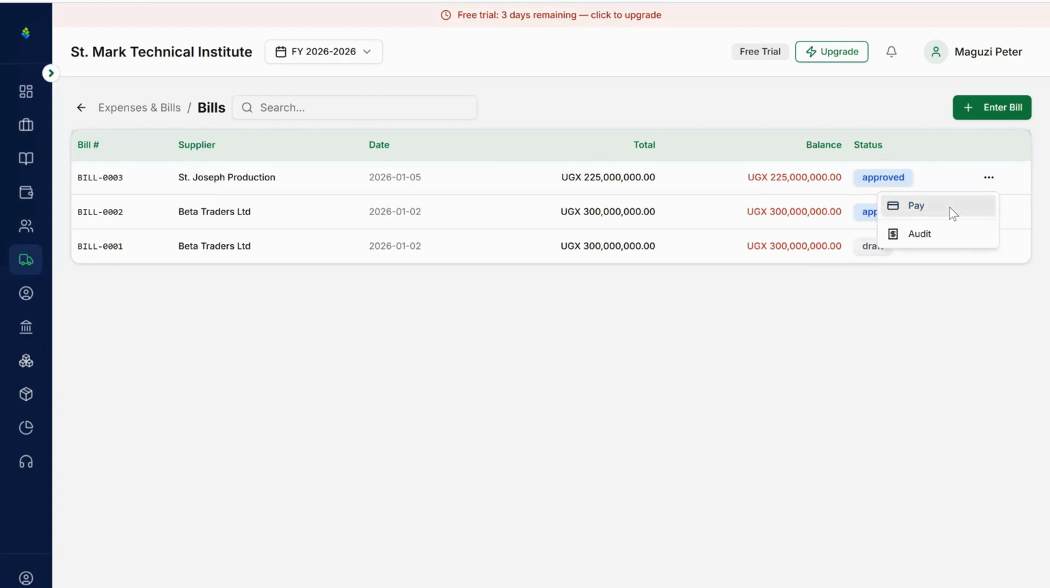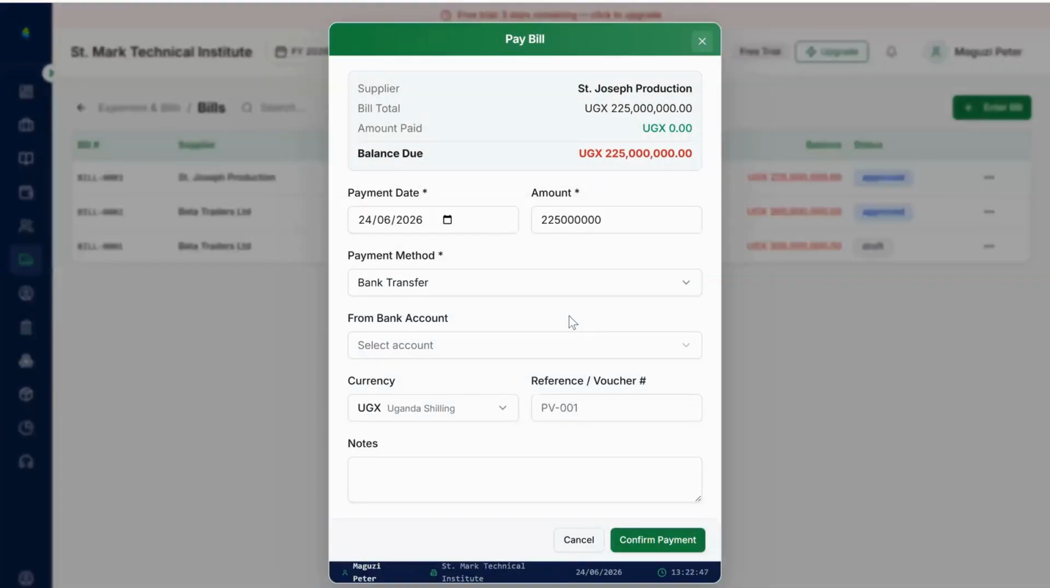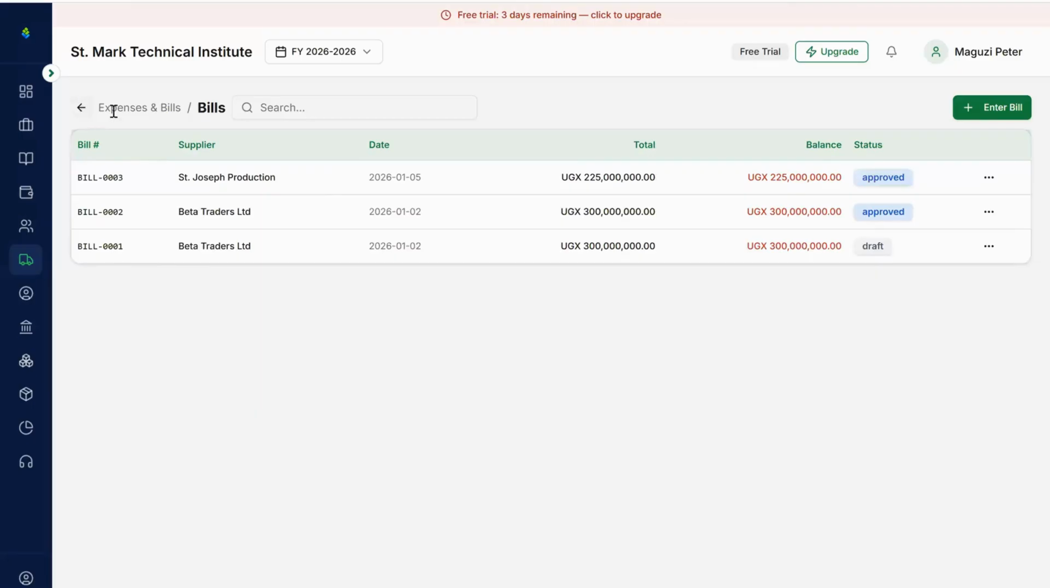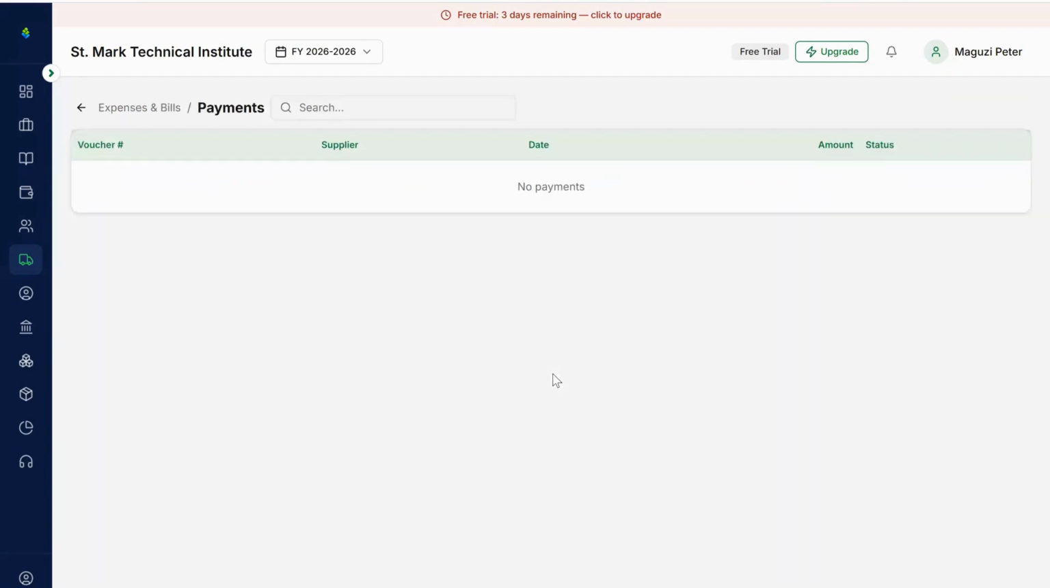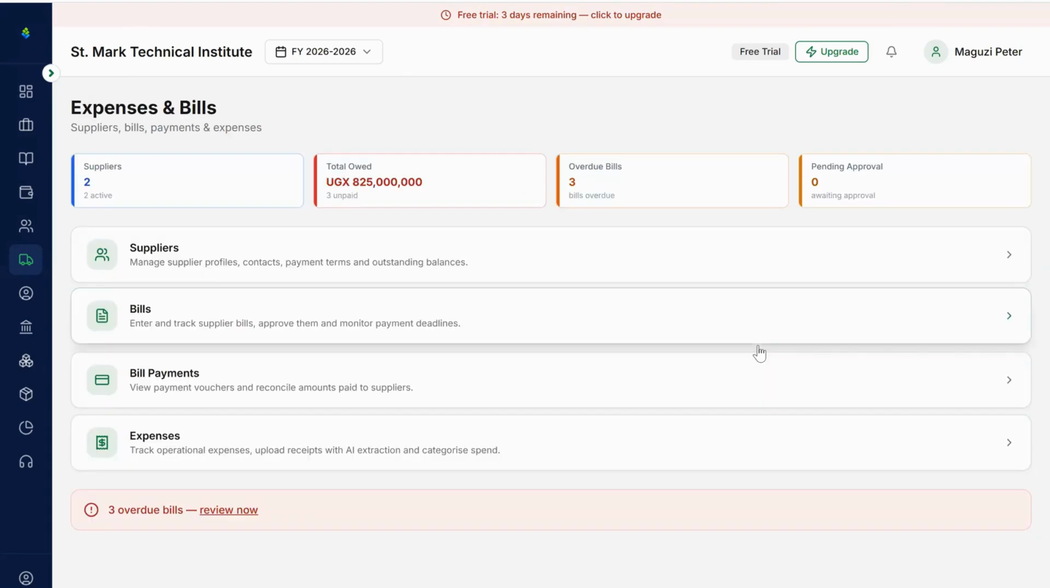So if you want to pay it, you can just click on pay, and then you enter this. We shall be talking about how to pay these bills ahead. Then also you can still pay the bill under the bill payment functional area in your expense bills workspace. So when I click on that, you can always enter or see what has actually been paid. If you want any changes to be made, we shall be seeing all that in the next training session.